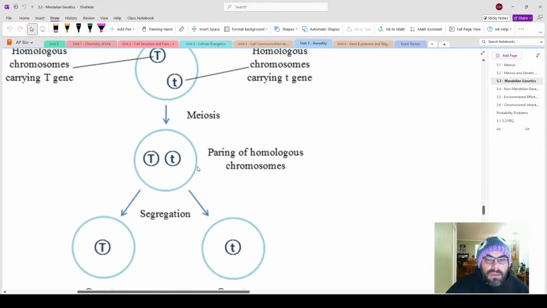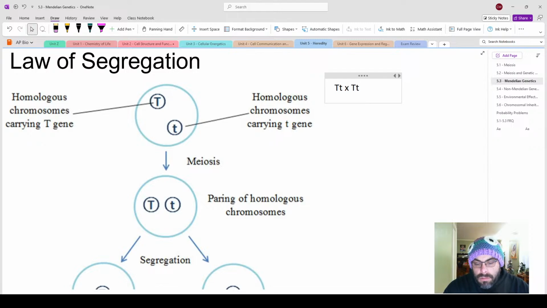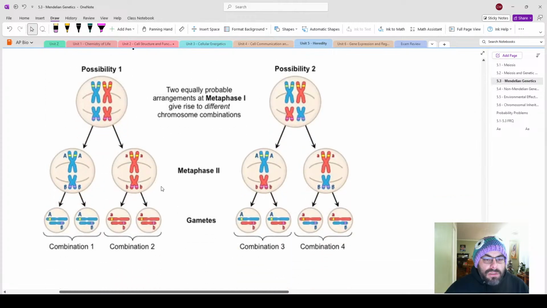But instead, when you have this situation, there's a 1/4 chance that they will have a kid that's the recessive phenotype. How is that possible? The law of segregation. All right, and then independent assortment.